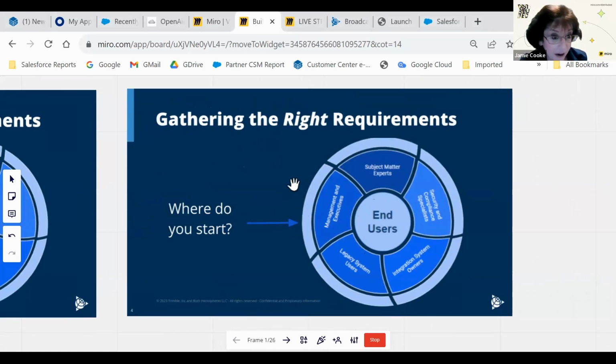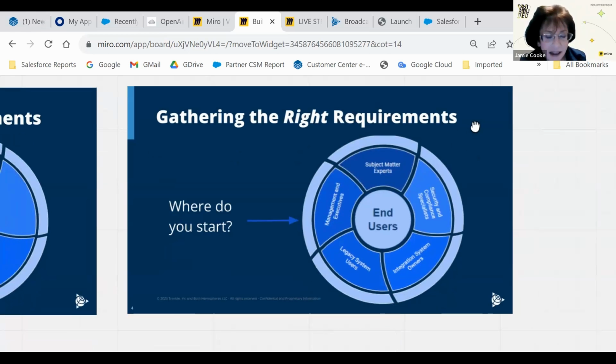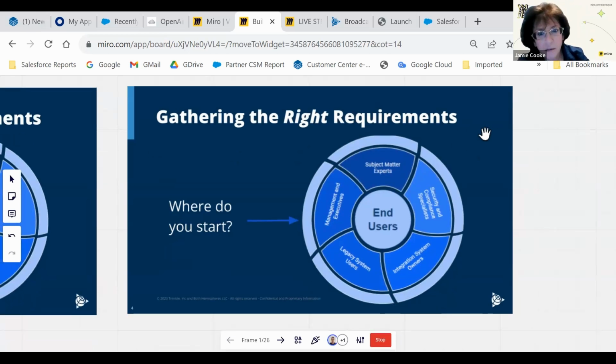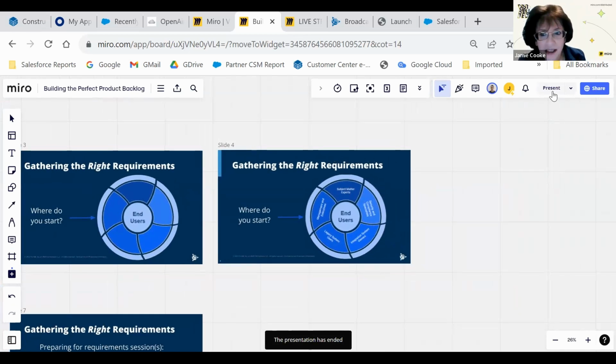And that could include subject matter experts who are not the end users of the solution, but they have valuable insight. Management executives, they might not be the user of the solution, but they absolutely need to have a voice. If there are security or compliance requirements that drive the solution's definition, then that's critically important too. Integration with other systems, if there's a third-party system or other systems in your organization that need to integrate, you need to have those discussions, as well as, and I'm going to say arguably the most important thing, the legacy system users.